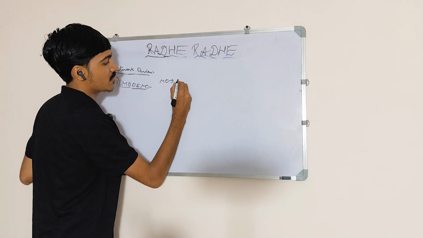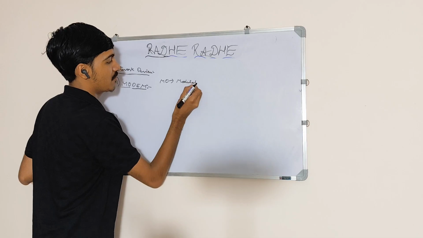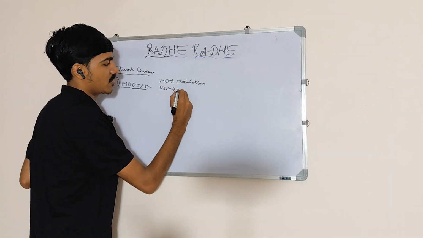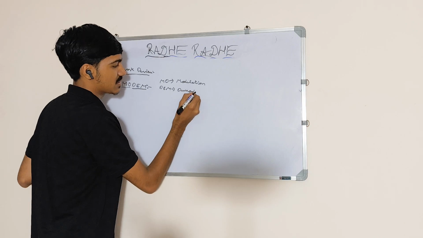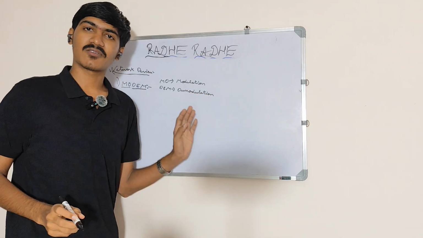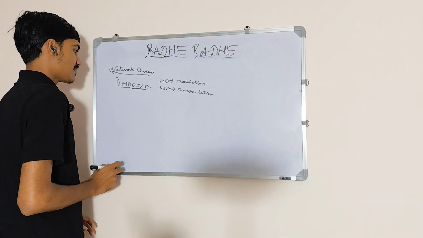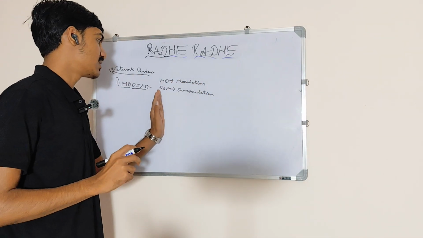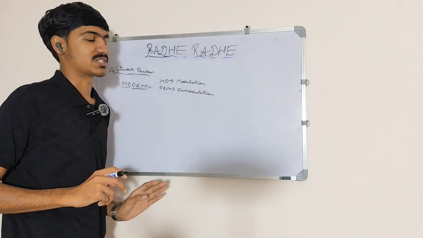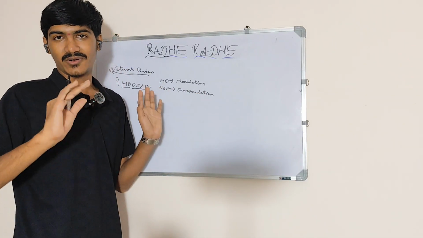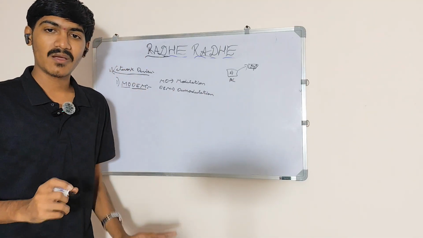Here MO stands for modulation, and DEM stands for demodulation. That's the reason it's called modem. Now what is modulation, what is demodulation? First we'll discuss what is modulation.